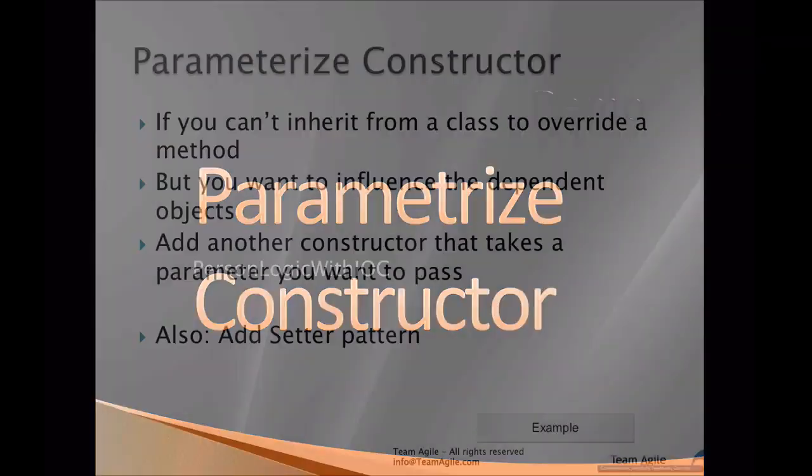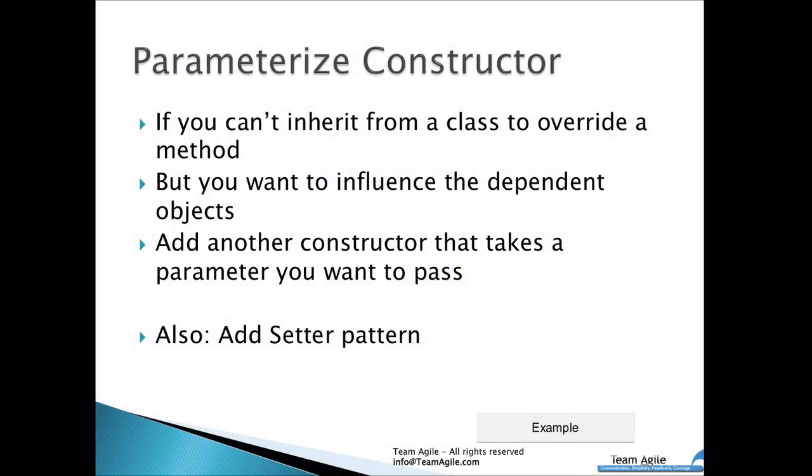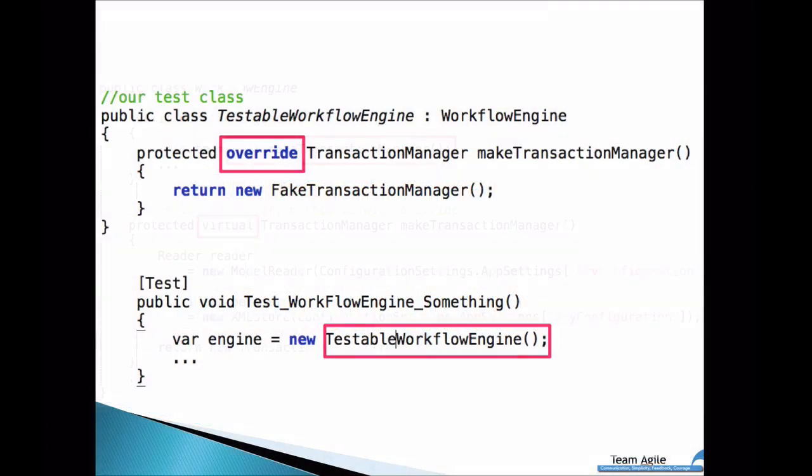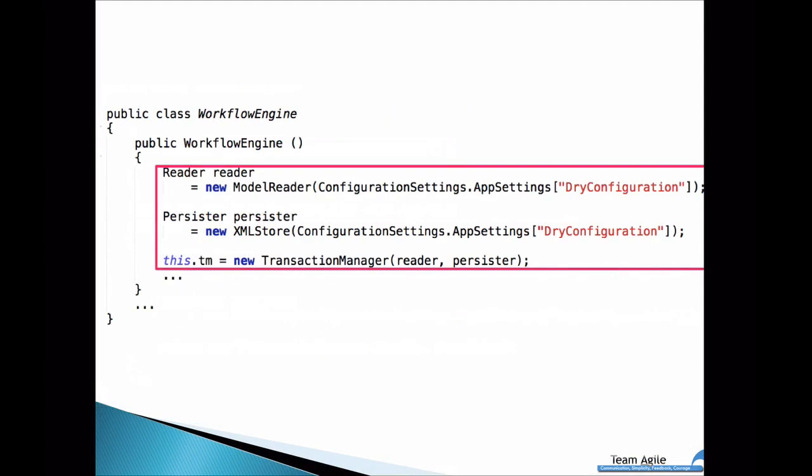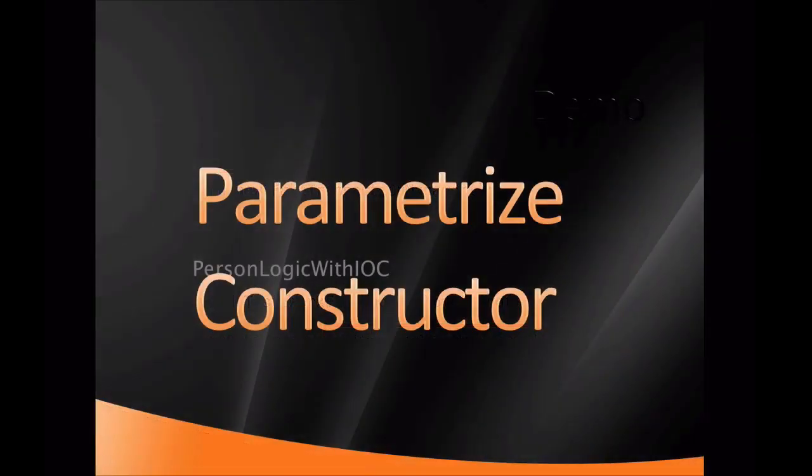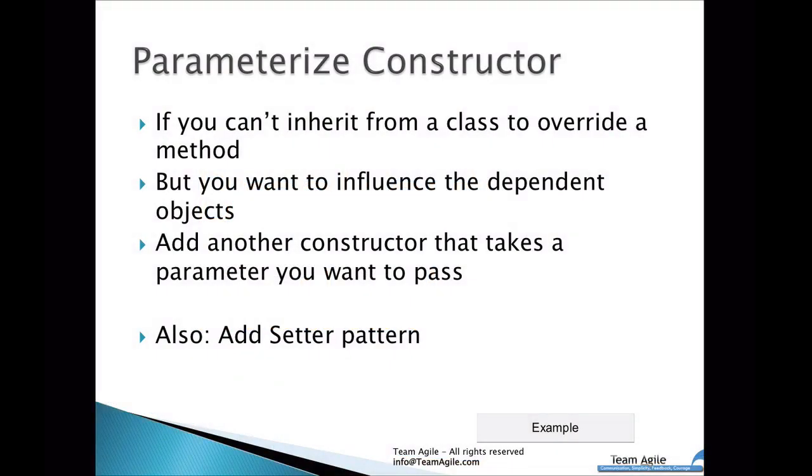Okay. Here's a simple one, parametrized constructor. A parametrized constructor is something a lot of us take for granted, but sometimes in legacy code, the dependencies are created just like here. We have the transaction manager not being sent in, but created. But we could just as well create a parameter for the constructor and make it a dependency that you can send in or inject. So you can create a constructor injection pattern here, just like we did before.